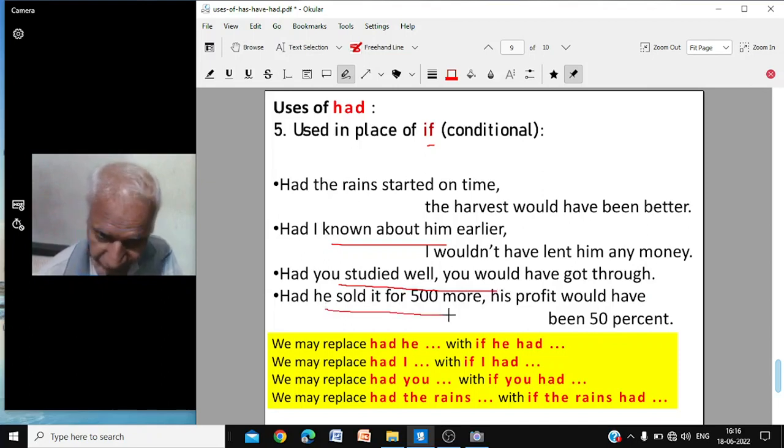Had he sold it for 500 more, his profit would have been 50%. If he had sold it for 500 more. So all these are actually if conditions. If the rains had started, if I had known about him, if you had studied well, all are if conditions starting with had.